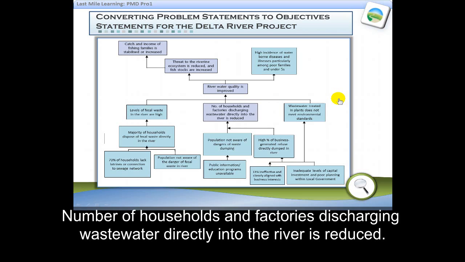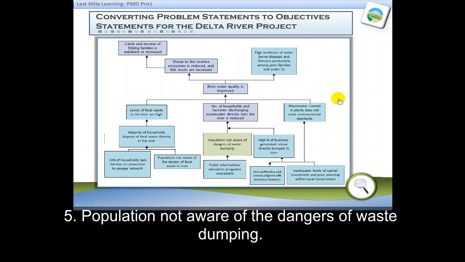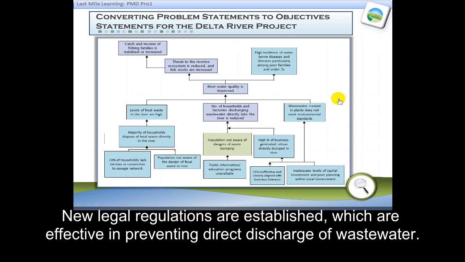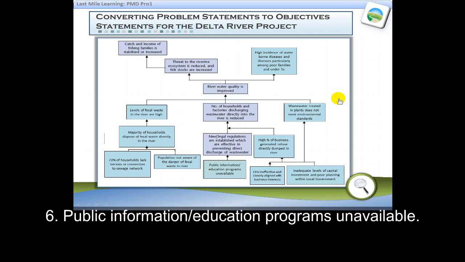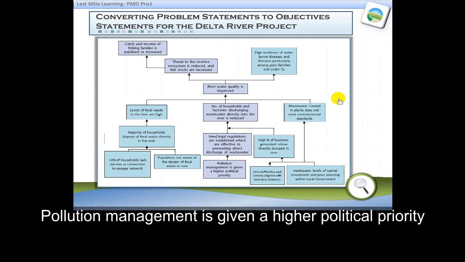Number of households and factories discharging wastewater directly into the river is reduced. Population not aware of the dangers of waste dumping. The objective, new legal requirements are established which are effective in preventing direct discharge of wastewater. And finally, public information or education programs unavailable. And the means objective, pollution management, is given a higher political priority.